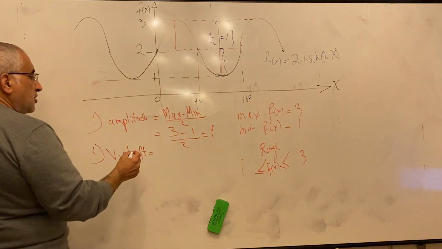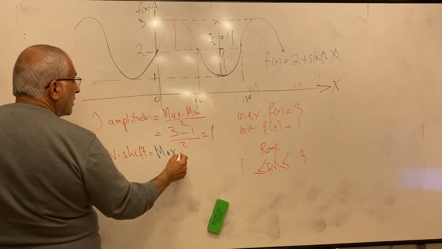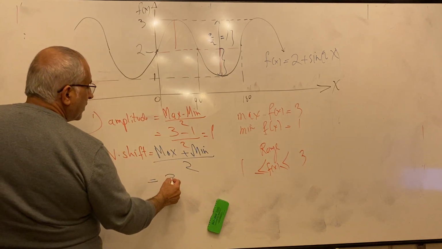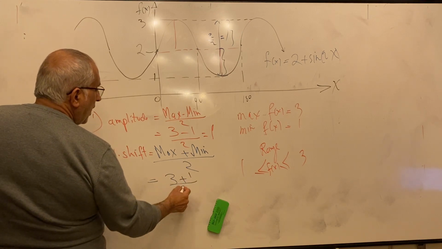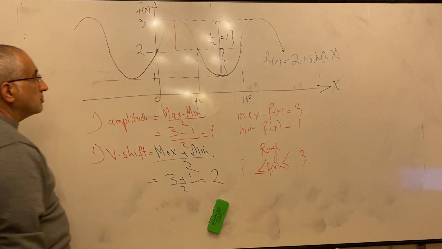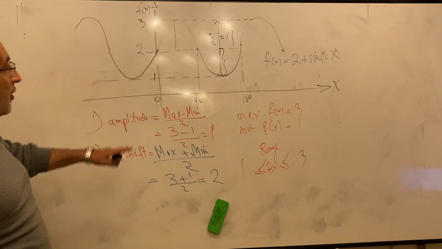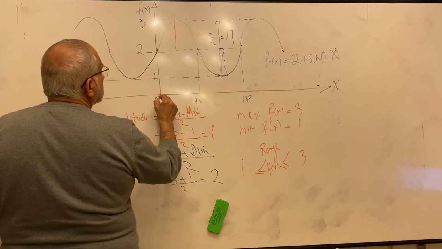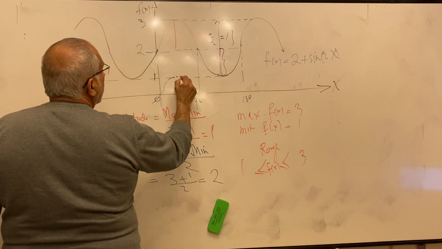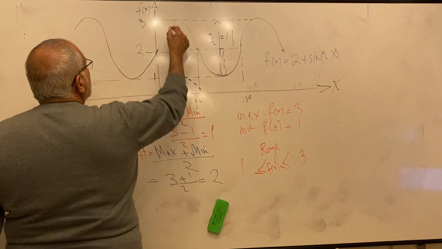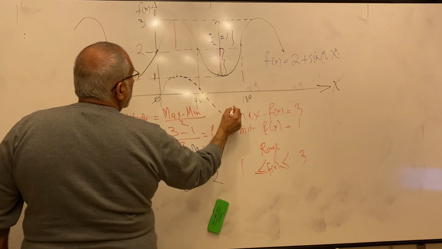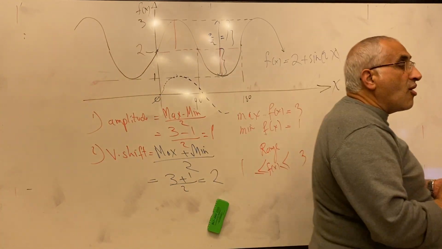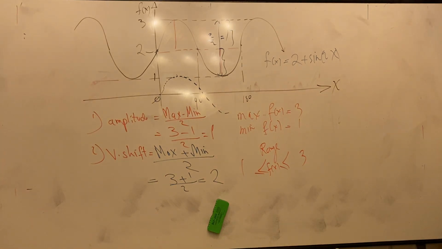So if I'm looking for the vertical shift, take the maximum value, add it to the minimum value, and divide it by 2. The maximum is 3, plus 1, 3 plus 1 is 4, 4 divided by 2 is 2. Alright? So the function originally was down here, it went up. It went from 1 to 3 and all the way up. So it's been taken up by 2. The best way is to use the rule in case you had a curve.